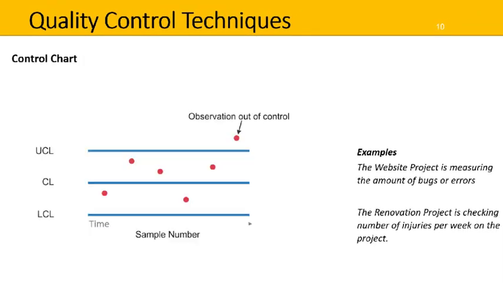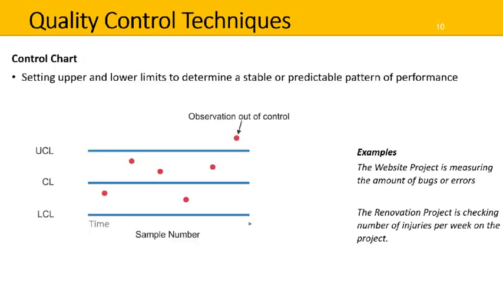Here we have a control chart. This sets the upper and lower limits to determine a stable or predictable pattern of performance. So this technique is based on having a lot of data. So we start with the basic time series data. Then figure out the average, this line in the centre. Once we have the centre line, we can tell how much variation or deviation there is.